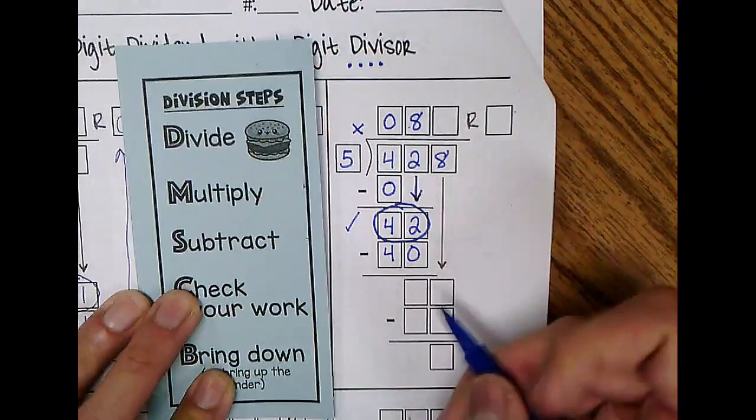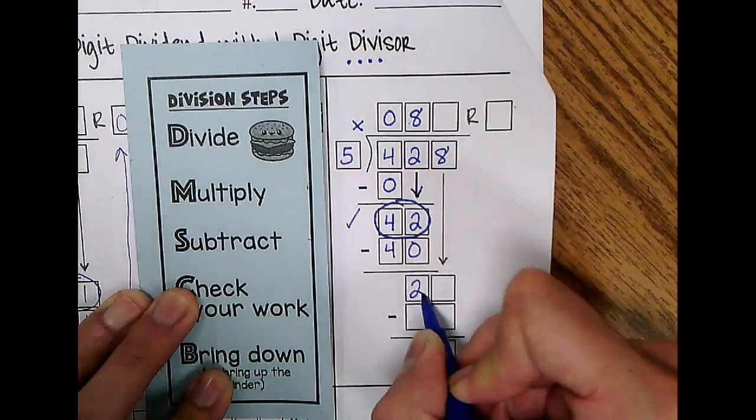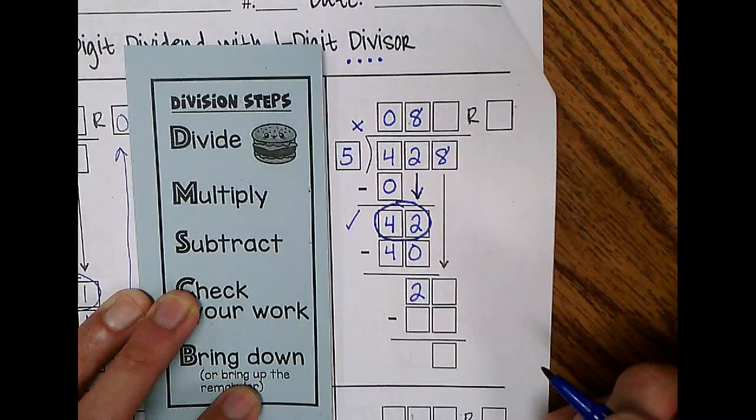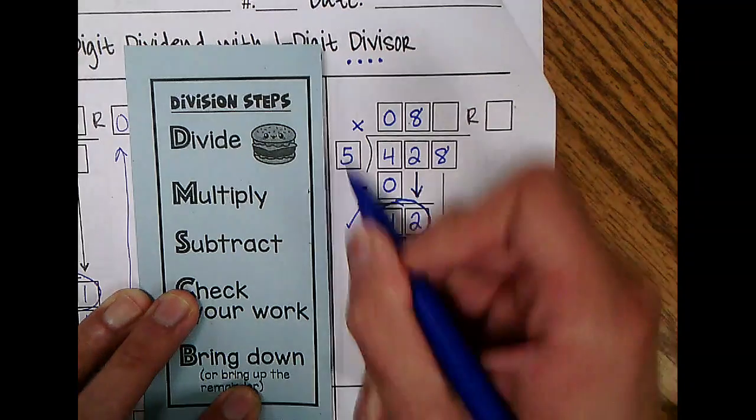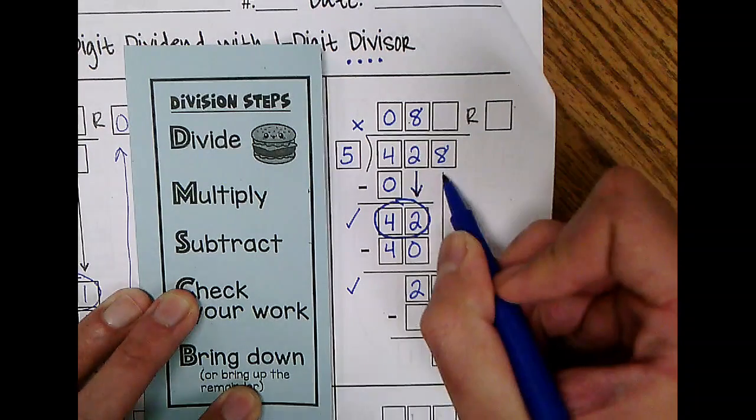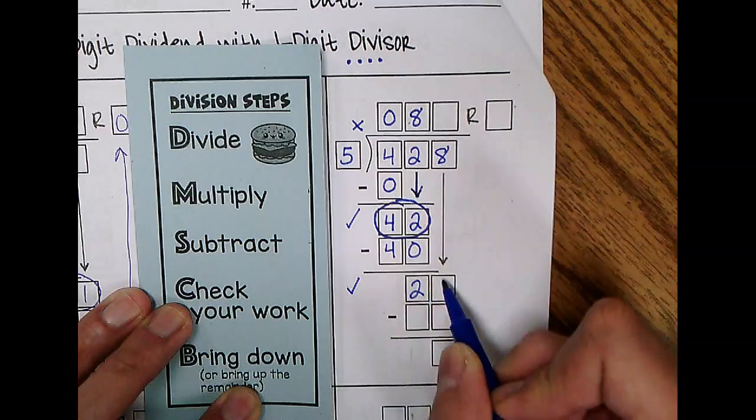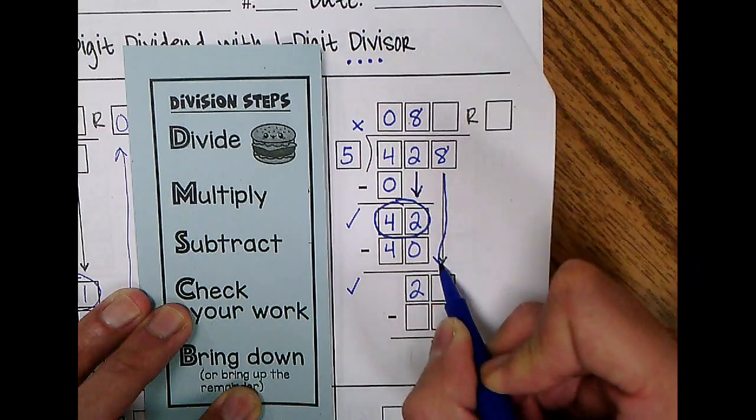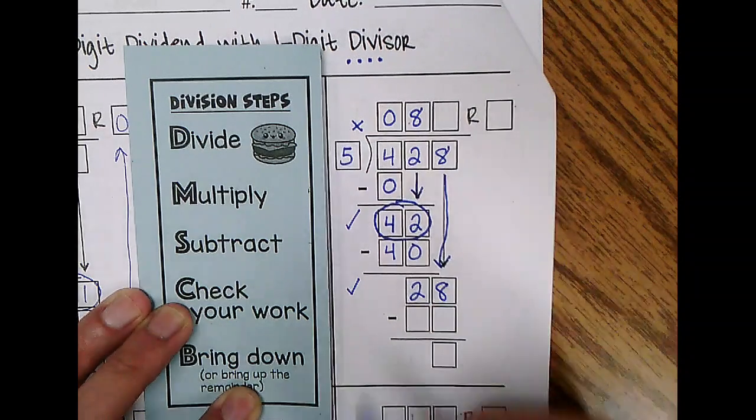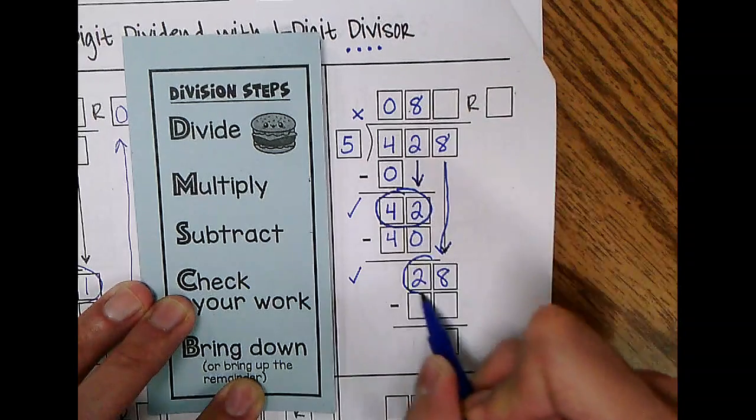Subtract, and that will tell me how many I've left over. I have 2 left over, right? Those could not go into groups. 2 is smaller than 5. And then now I'm going to bring down the next digit because I have another digit to still work with. So now I have a 28 to work with.